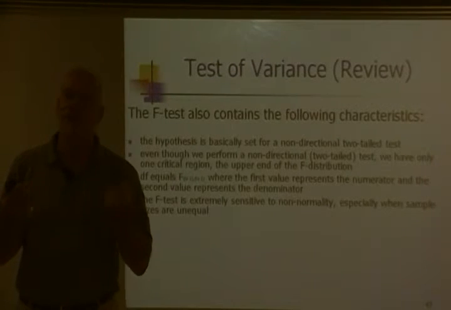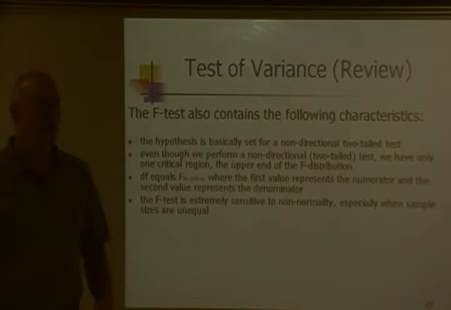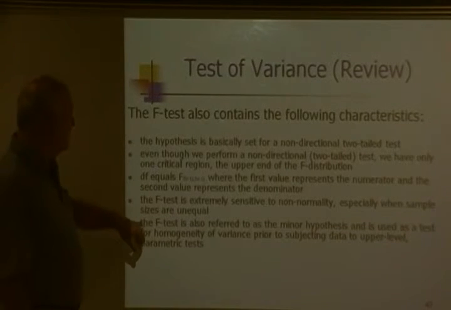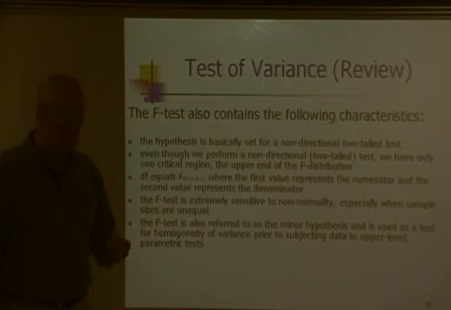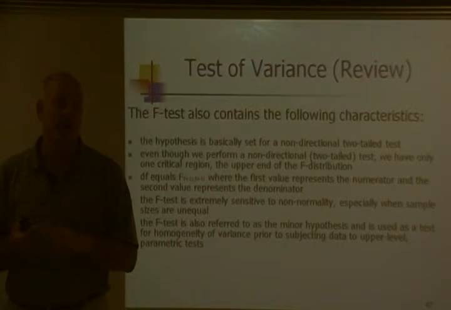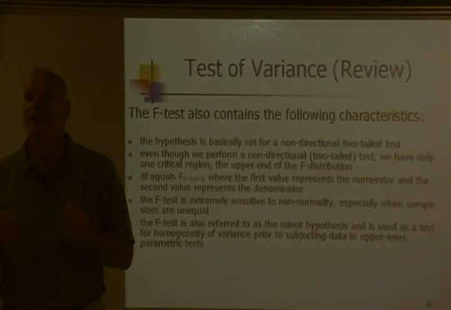So when you try to compare the variance of one group that has a larger number to the variance of a group with a smaller number, it becomes very unequal, and the credibility and believability of those results are in question. The F-test is also referred to as the minor hypothesis because it's conducted prior to an independent t-test, analysis of variance, or multivariate analysis of variance, to make a determination of whether the data comes from a population of equal variances.